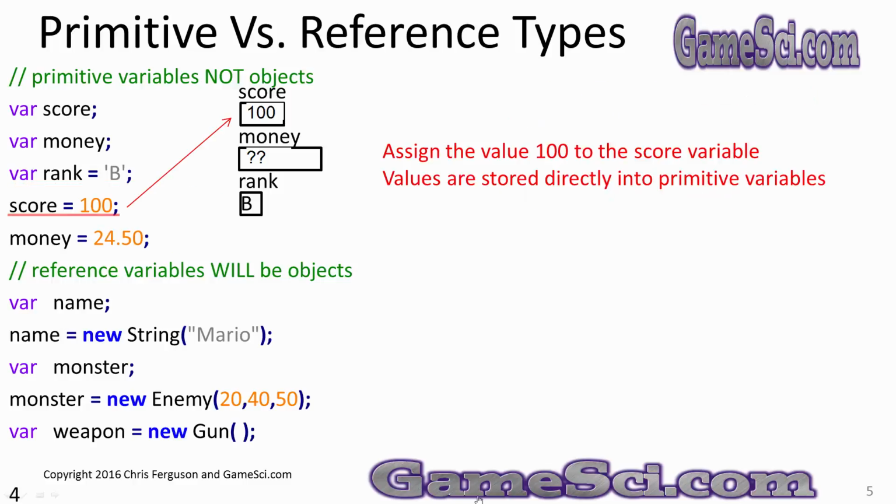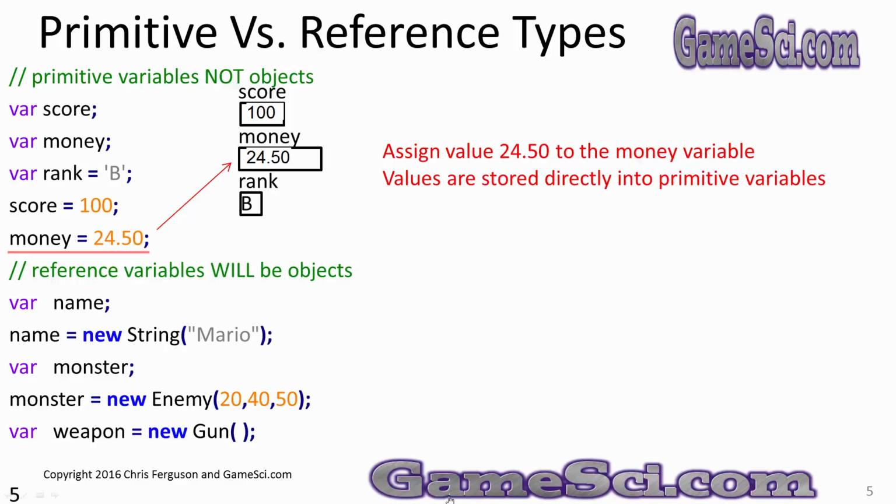Score equals 100. I'm just showing you what I can do with a score variable here. Assign the value 100 to the score variable. Values are stored directly into primitive data types. Money equals 24.50.